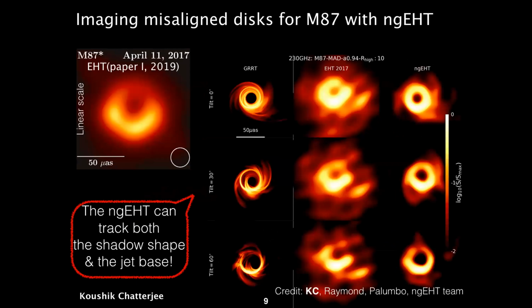And so we did set forth to look at misaligned simulations using ngEHT reconstructions, and with the help of Alex Raymond and Daniel Palumbo and the entire ngEHT team, we were able to see that the black hole shadow size indeed looked different when you incorporated ngEHT reconstructions as compared to the EHT 2017 setup.